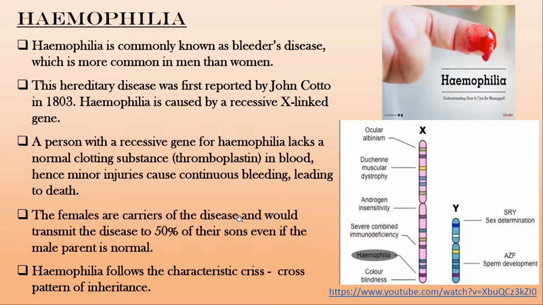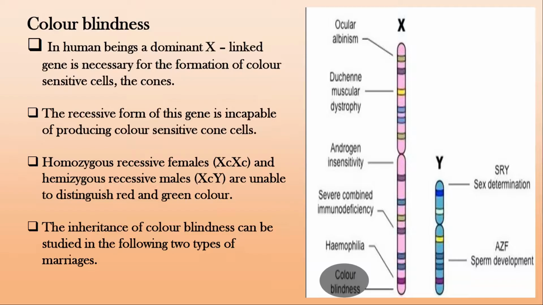Females become the carrier of the disease and they will be able to transmit the disease to 50% of their sons, even if the male parent is normal. So hemophilia follows a crisscross pattern of inheritance. What do you mean by crisscross pattern? It is transmitted from the mother to the son and from the son to the granddaughter. So it is passed on from female to male, male to female, and so on. That is called the crisscross pattern of inheritance.